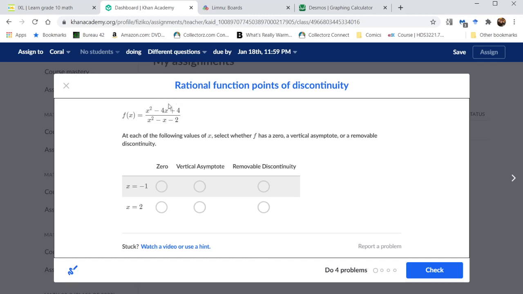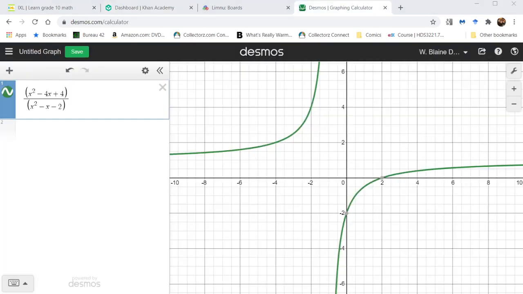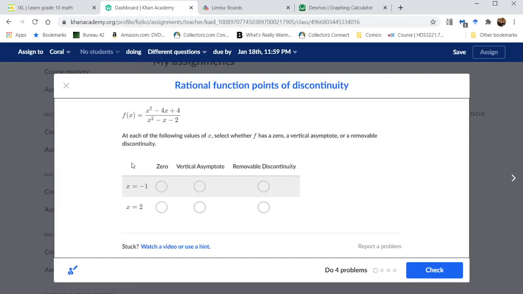So as a quick demonstration, we will graph this one. We see when we have it graphed that we have a 0 at x equals 2, and we have a vertical asymptote at x equals -1. So the vertical asymptote is always going to be the vertical asymptote, but the 2 could be either a 0 or a removable discontinuity. We have to check which. So for that, we will do some algebra.